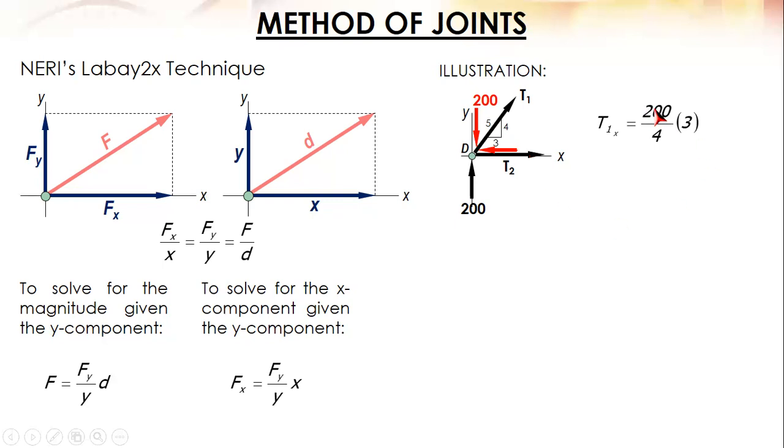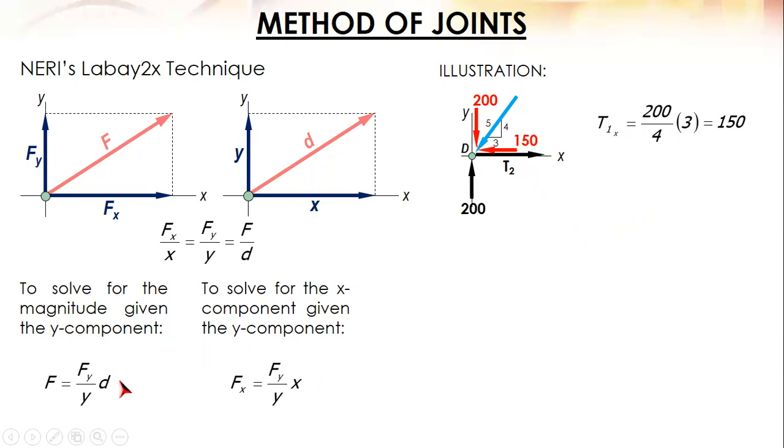So, the T1 x component: Fy over the y component. The counterpart of 200, the slope is 4. 200 over 4 times 3 for the horizontal. And the answer is 150. So, 150. And again, if the components meet, your magnitude should meet at the tip too. So we change this. It becomes like that. So therefore T1 is compression.